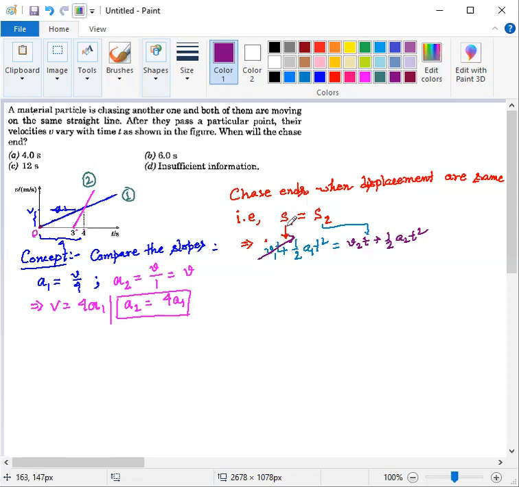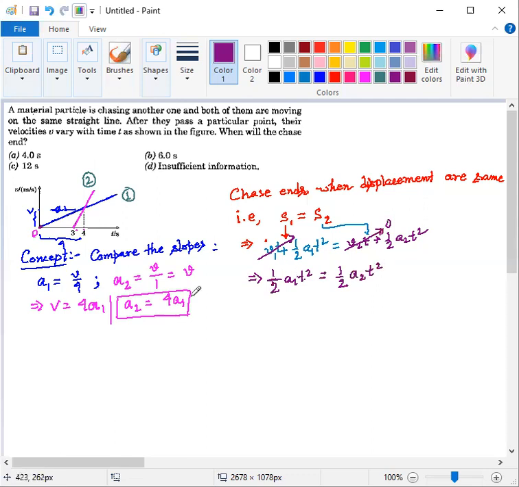And for the second particle, what starting velocity does it have? It is also from 0. So V2 is again equal to 0. So these two parts will be cancelled out. The remaining part is half A1 t square, which should be equal to half A2 t square.